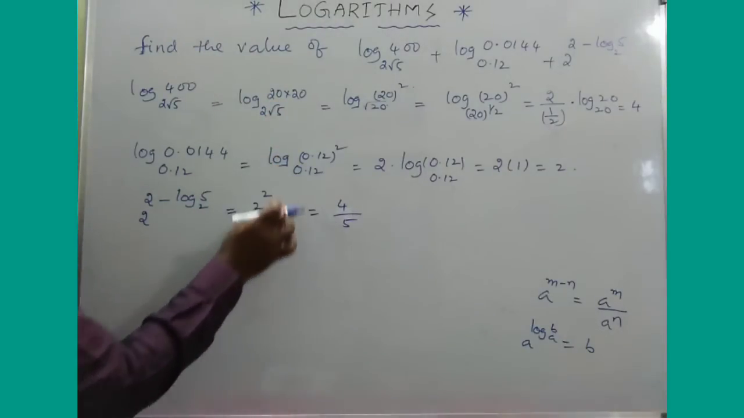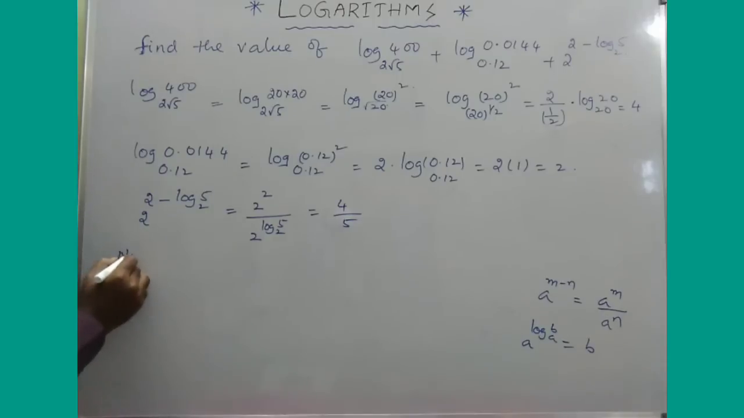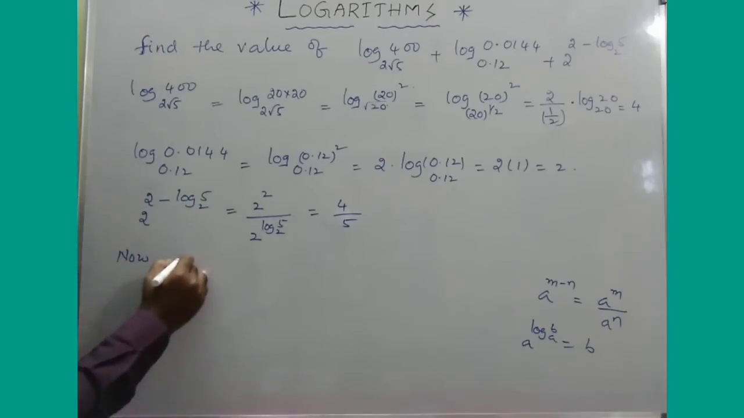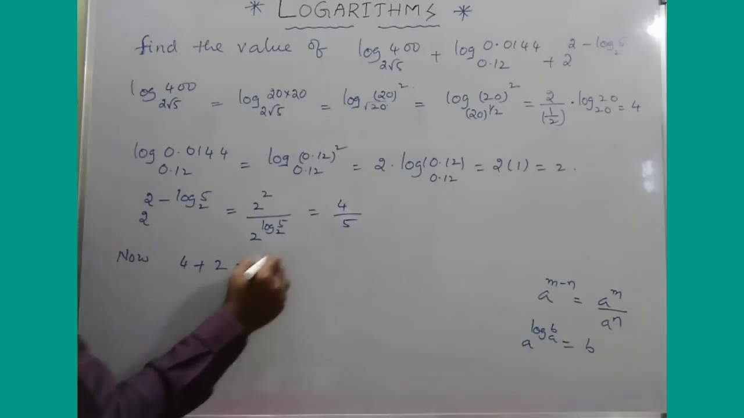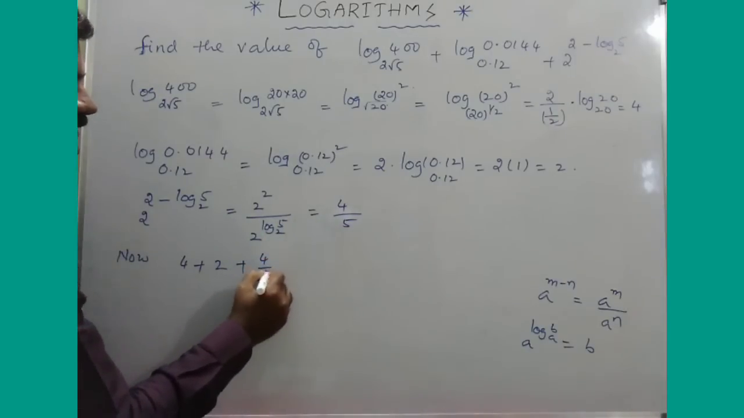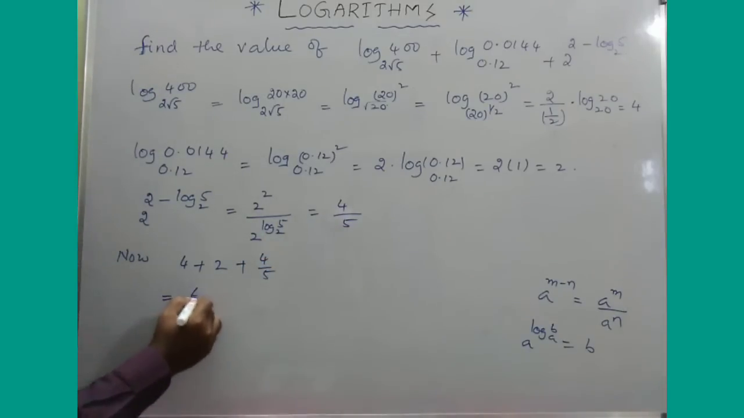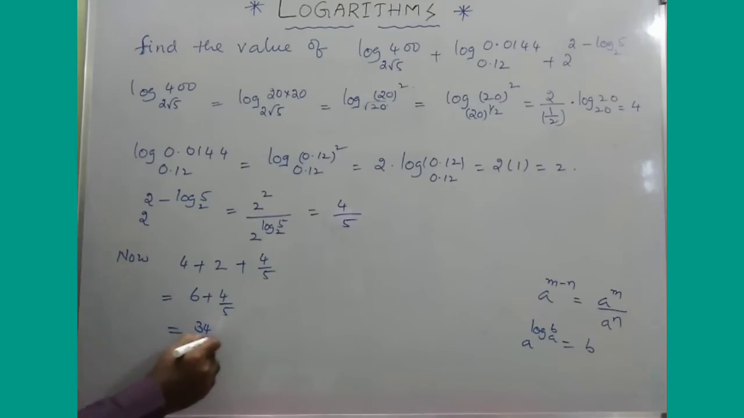Now individually everything we solved. So now what I can say, first one, that is 4 plus, second one 2 plus, third part is 4 by 5. So which is equal to 6 plus 4 by 5. After LCM, 30 plus 4, which is equal to 34 by 5.